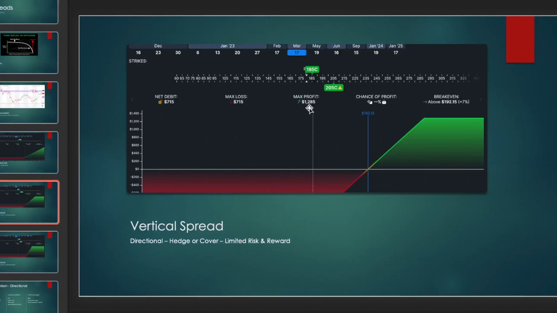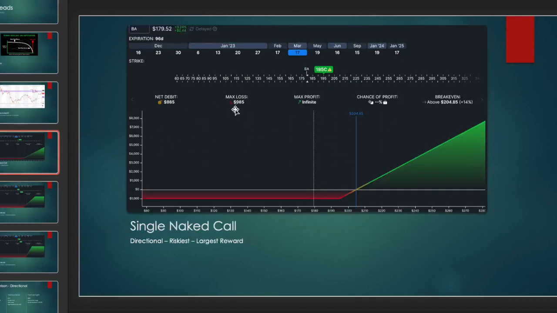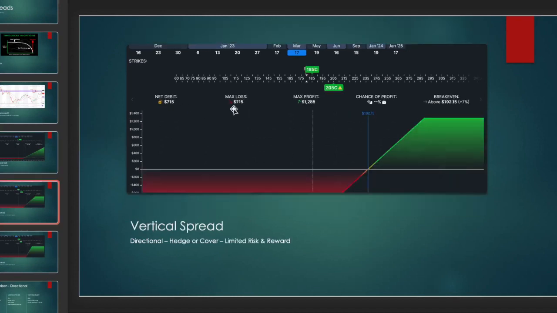So let's look at the numbers now. So now your max profit is not infinite. That's fine. It probably never was. It's only $1,285. Okay, and your max loss. So you've limited your profit from infinite down to 1,200. But look at this. You also limited your loss, limited your risk down from 985, which is what the debit was that you were paying for that call, to 715.